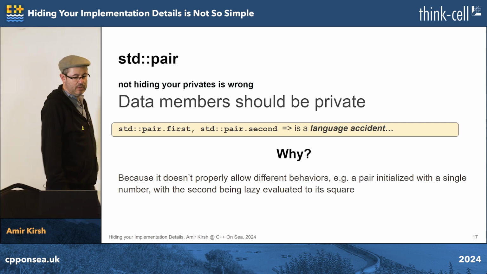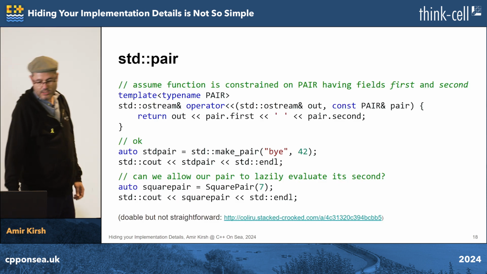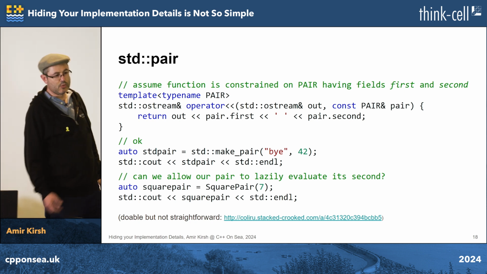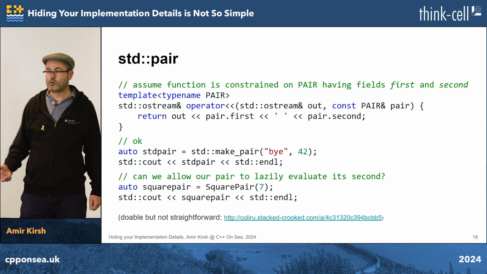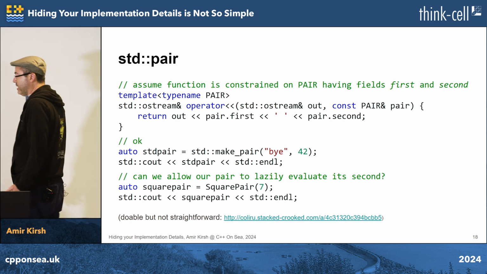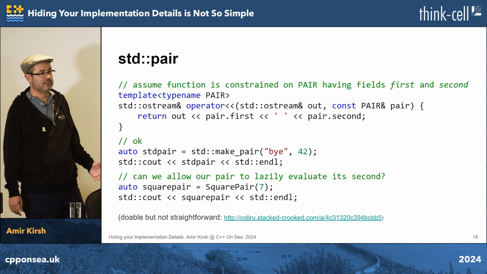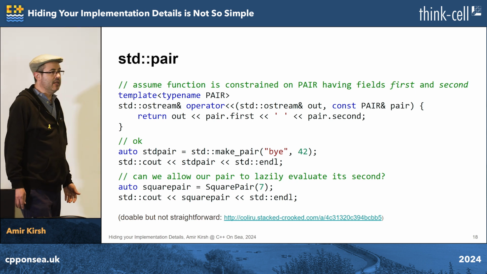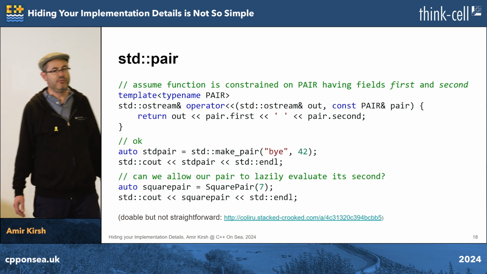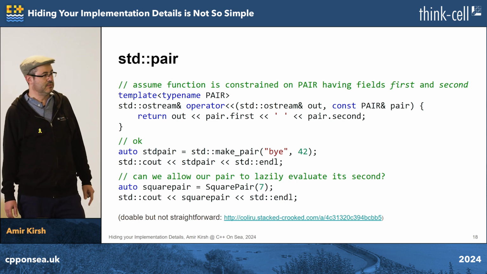So let's assume that we have a type that has first and second, and the type is square pair, let's call it. First is a number, second is the square of the number. Now we can calculate the square ahead, but we're not sure that you will ask for the second. So if we had functions, we would get this lazy evaluation behavior. With members, it is still doable, but much harder.